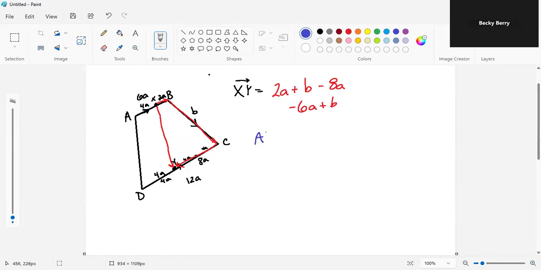What about from A to D? We need to go around this way with all the vectors labeled. So we're going to go along this one, which was a total of 6a, along this one, which is a total of b, and then backwards along the 12a. So 6a plus b, backwards along the 12a. We combine the 6a with the negative 12a, and we get negative 6a plus the b.